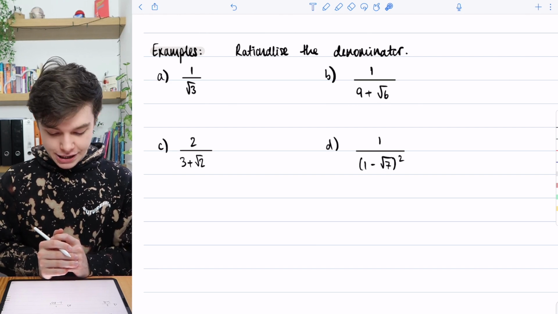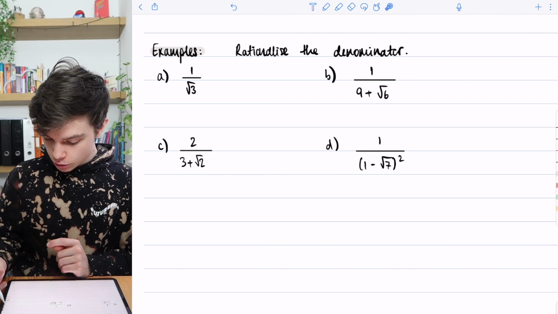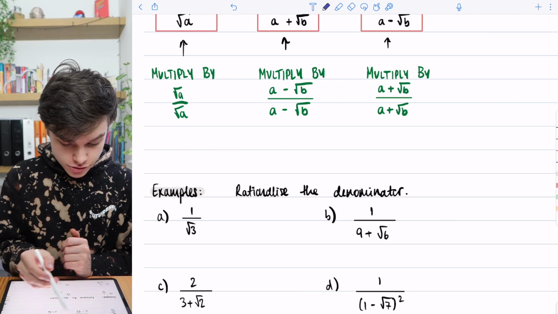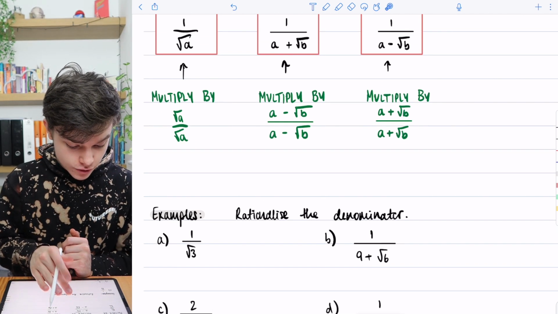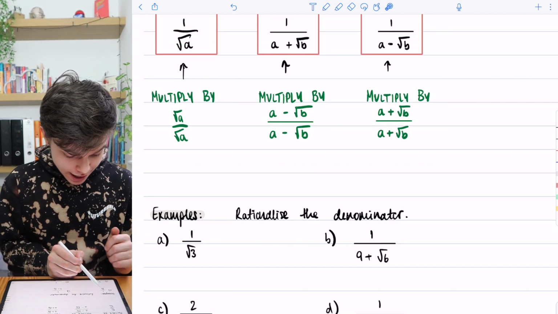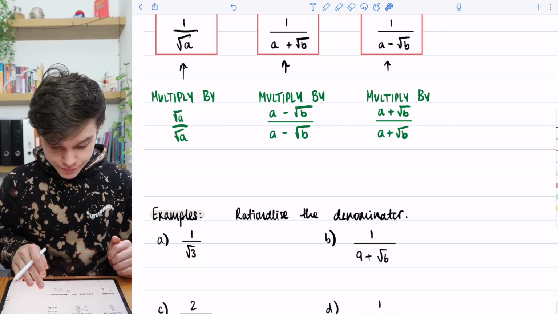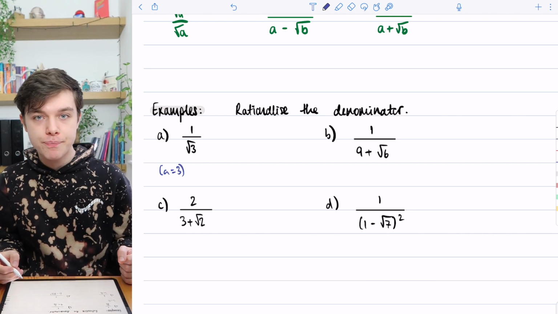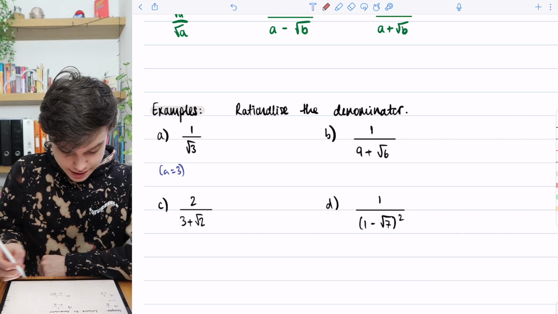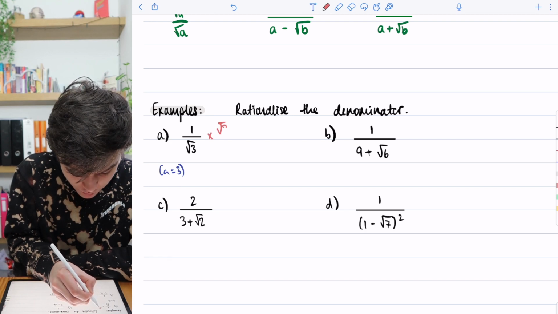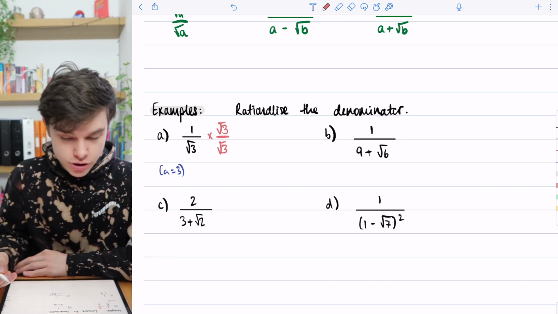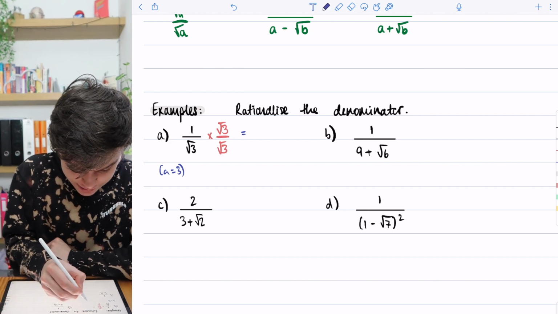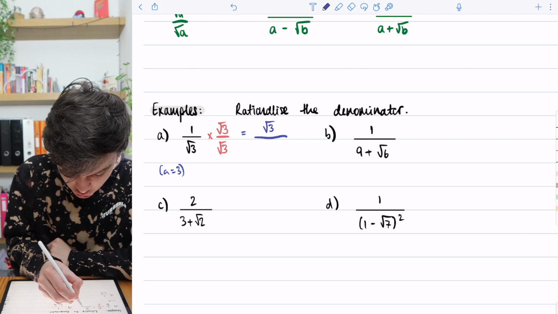Hopefully you've paused and had a go. Don't worry if you didn't get them all, we'll work through them now. So for A, I need to multiply top and bottom by root A. Now of course we've got 1 over root A. Here we've got 1 over root 3, so I could write down that my A is 3 here. So I need to multiply, and I'll do this in red, top and bottom by what's on the bottom, root 3. When we do that, 1 times root 3 is just root 3.